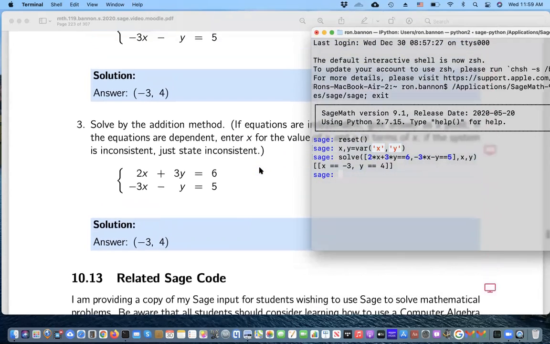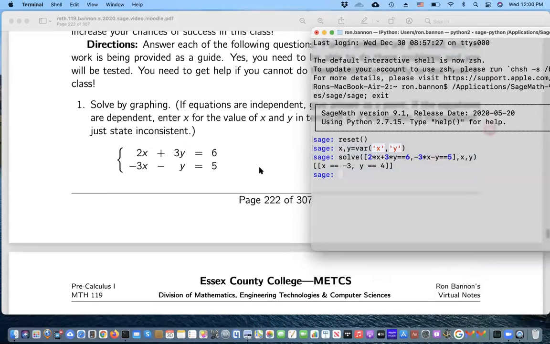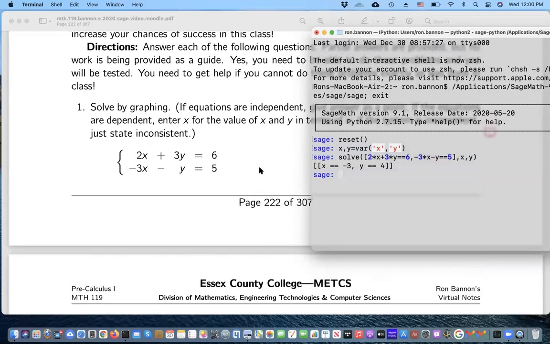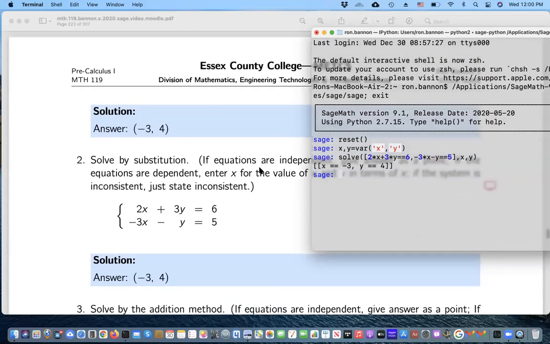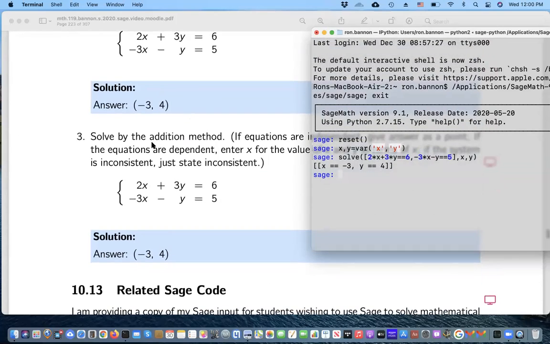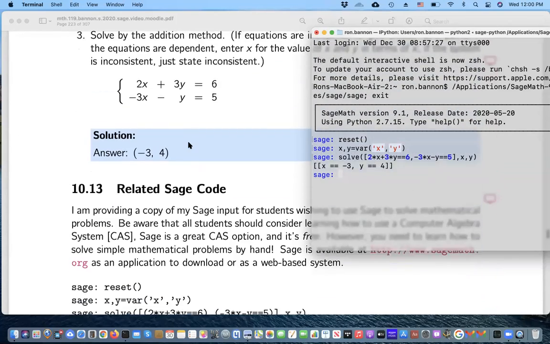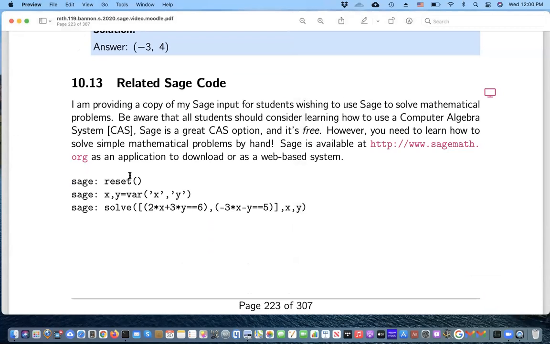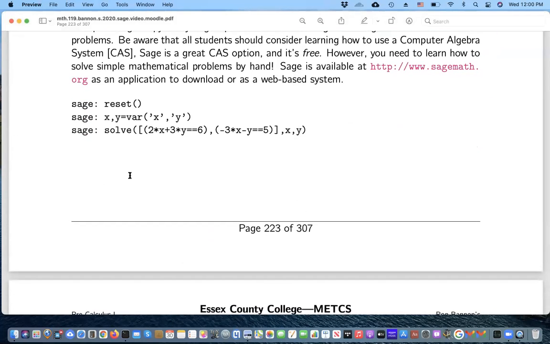Exactly what we expected. Again, we did it three different ways. We did it by graphing. I find it to be the most difficult, so I'm not good at graphing. We did it by substitution. We did it by the addition or the elimination method. And we also used Sage code to get that. All right. So that covers the introduction to linear systems.